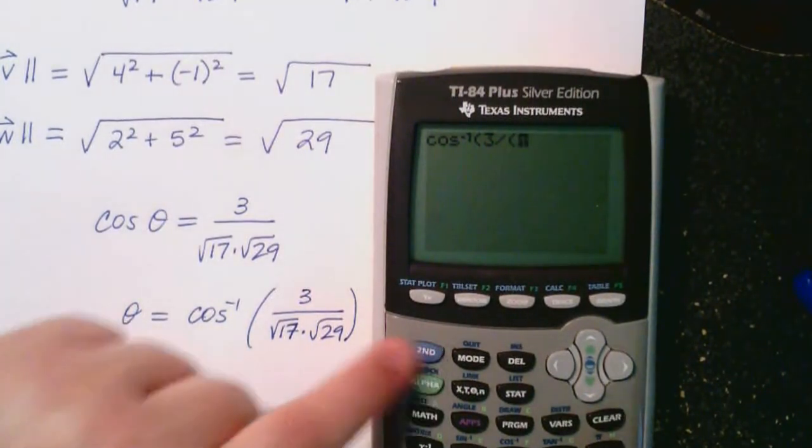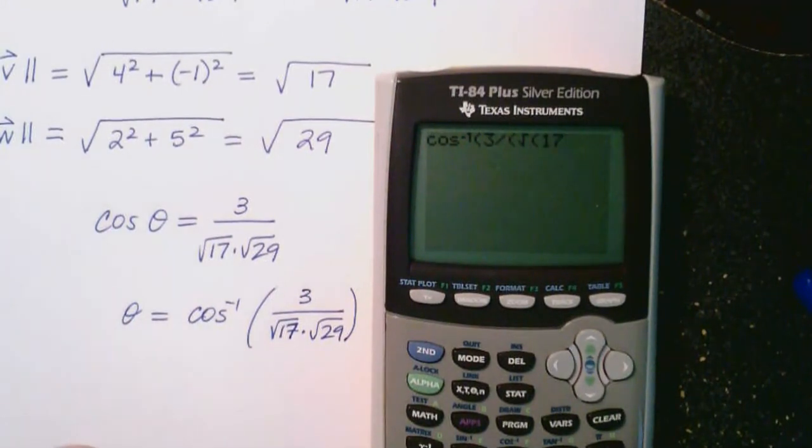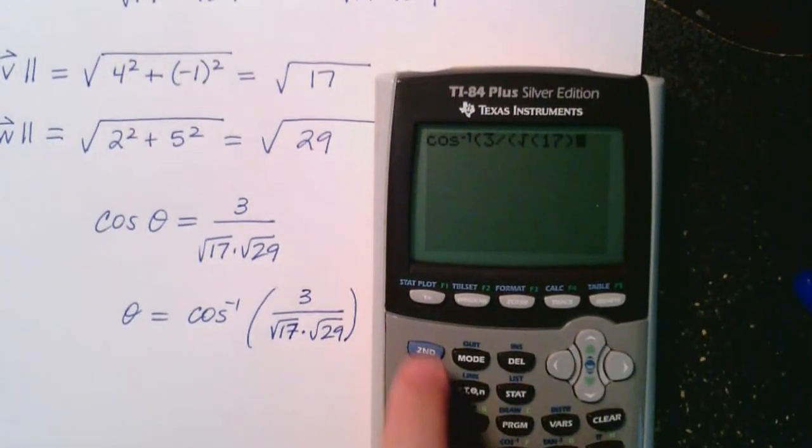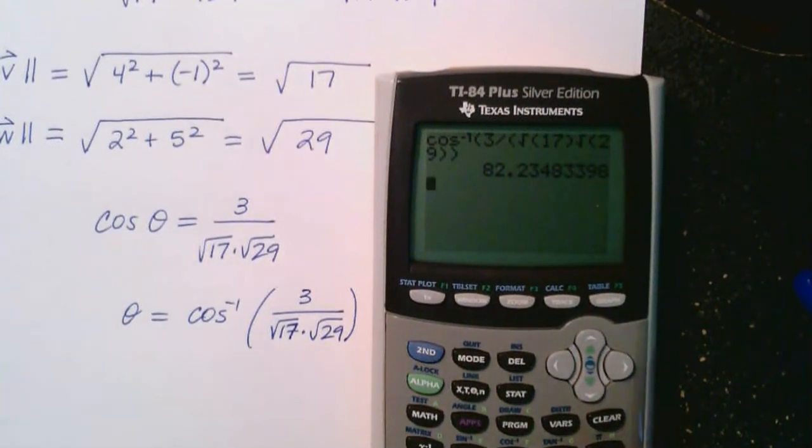So I've got square root of 17. Do not forget to close the parentheses. If I had forgotten to close the parentheses that the cursor is flashing on right now, that would be disastrous here, because, I'll show you what it would be in just a second. And do the same thing after the 29, and then I'm closing my parentheses for the entire denominator, and my answer is about 82.23 degrees.